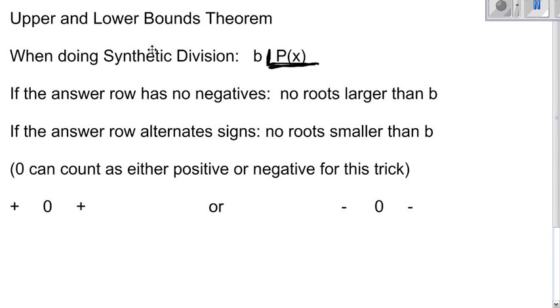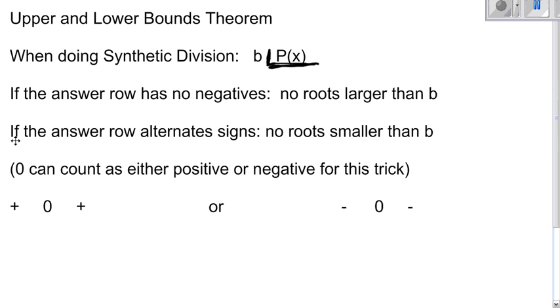So there's another trick: when you're doing synthetic division, we're dividing the polynomial by something, we'll call it b. If your answer row, which includes the remainder, has no negatives in it, they're all positives or zeros, that means there's no roots that are larger than b. So there's no need to check anything bigger than b if everything is positive or 0 in the answer.